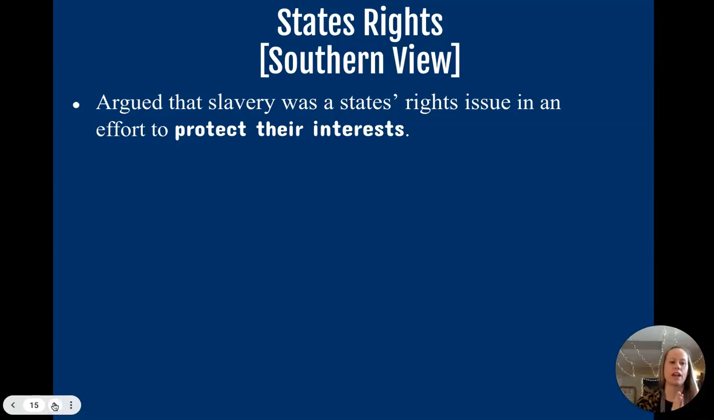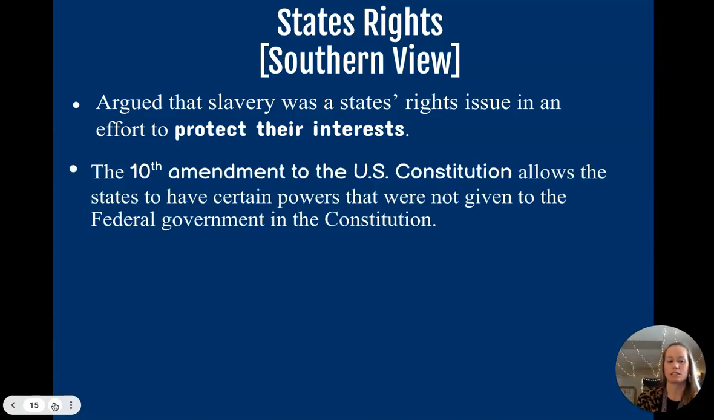Okay, now we've got this states' rights idea. We looked at this in our vocab words. States' rights is this idea that states, it's the 10th Amendment, we're going to get to it, states have the right to choose what they do if it's not within the Constitution. So from a Southerner's viewpoint, they argue that slavery was a states' rights issue in an effort to protect what they wanted. So maybe they're stretching it, maybe they're not. You decide that. The 10th Amendment does state that if it's not written into the Constitution by the federal government, it is up to the states to decide if it's legal in their state or not.